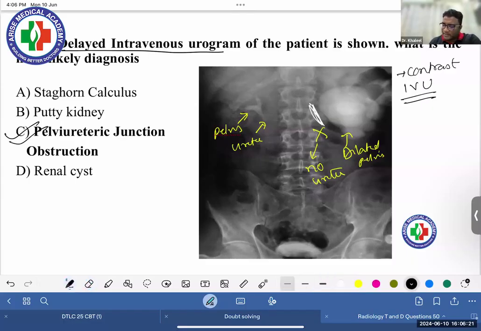Staghorn calculi would be on a plain radiograph. This would be a plain X-ray, not a urogram, and this would resemble the pelvicalyceal system. But that would be a plain X-ray. Here it is a contrast study. You can see the dilated pelvis and the absence of ureter on that side. I mean, non-visualization of the ureter, because of obstruction. The contrast is not going to the ureter, so you're not seeing the ureter on that side. That is PUJ obstruction.